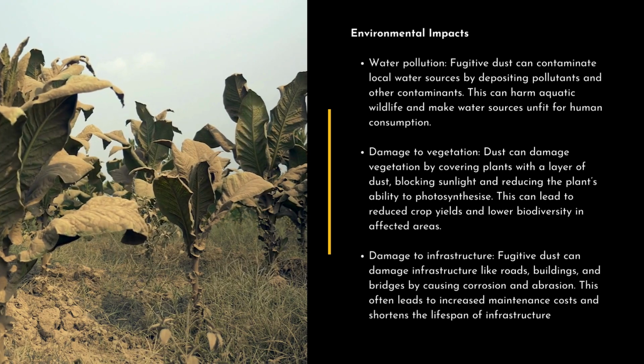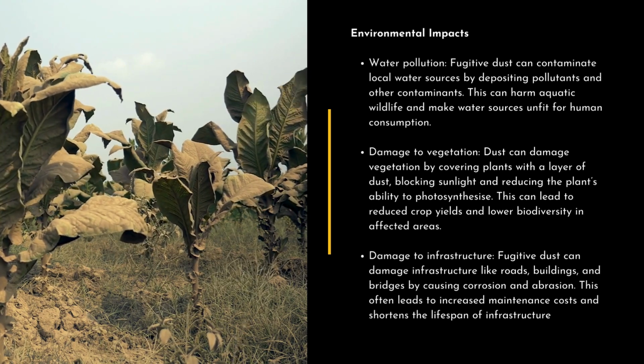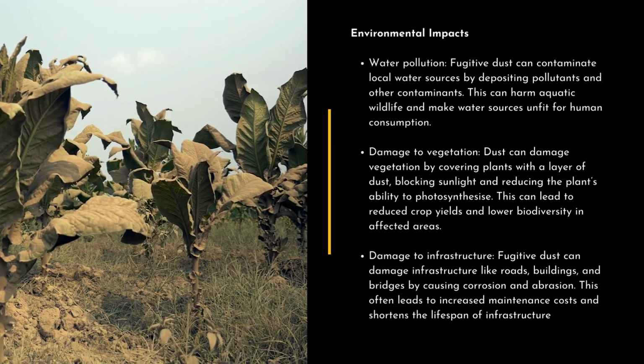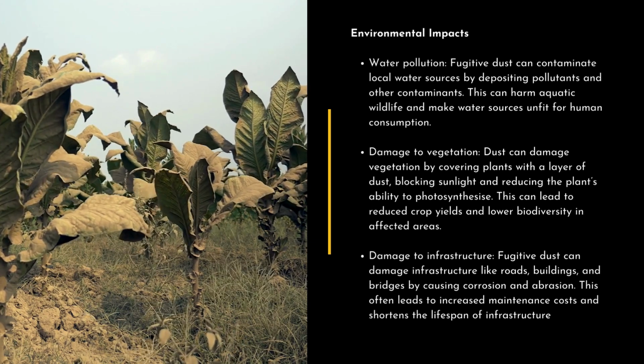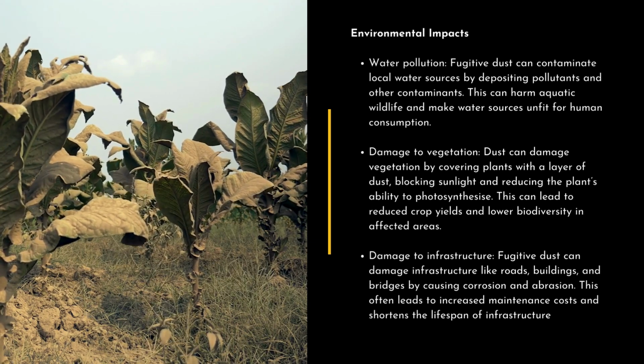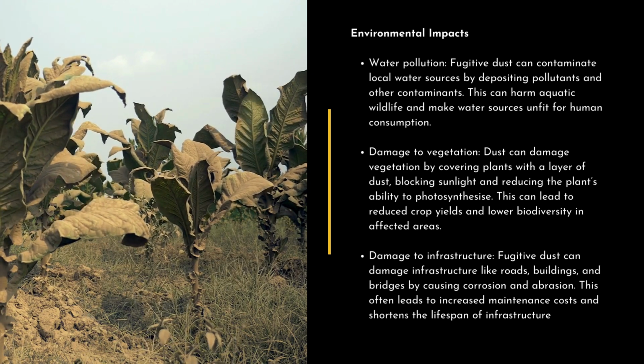Plants and vegetation also suffer from the impacts of dust. When leaves get covered by dust, it blocks sunlight and impacts the plant's ability to photosynthesize, which can impact crop yields and biodiversity.